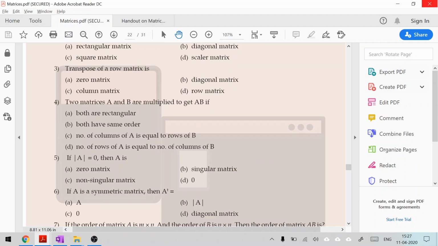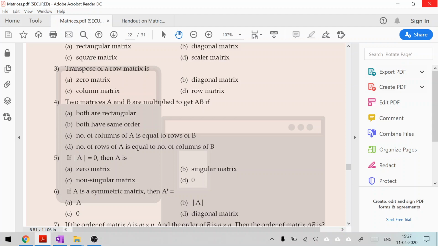Two matrices A and B are multiplied to get AB if both are rectangular, both have same order, number of columns of A is equal to the rows of B, number of rows of A is equal to the number of columns of B. See, this is why I told you to memorize the line many times, because in the examination you will know that the answer is either C or D, but to be very confident, you must have learnt it thoroughly.